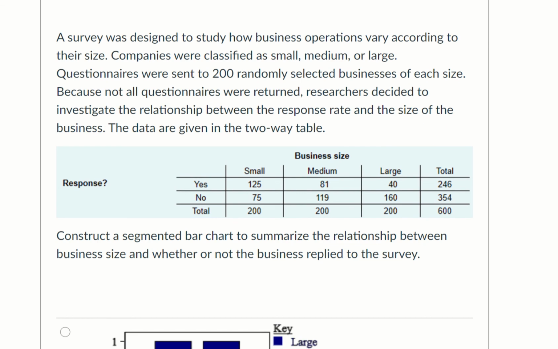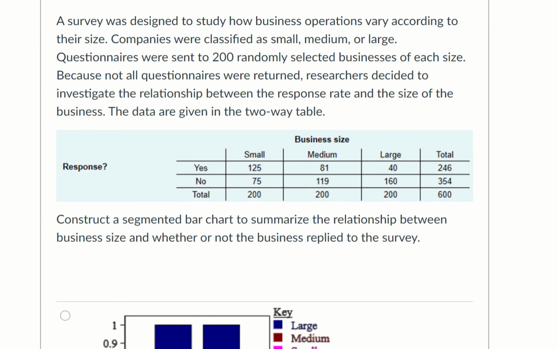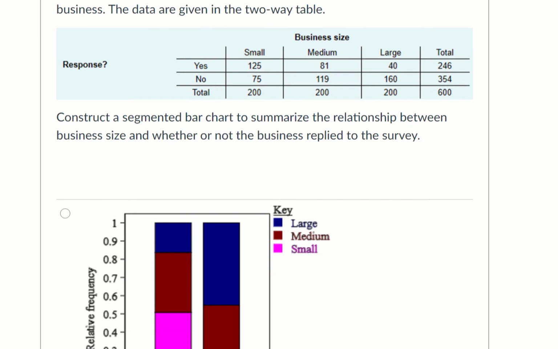All right, question 12. This is a small businesses example: small, medium, large. We want to construct a segmented bar chart to summarize this relationship. Remember that business size is a categorical variable because we're talking about small, medium, or large. Response, on the other hand, is also categorical, even though they have numbers here. The numbers have nothing to do with them being categorical or quantitative. It's the variable itself.